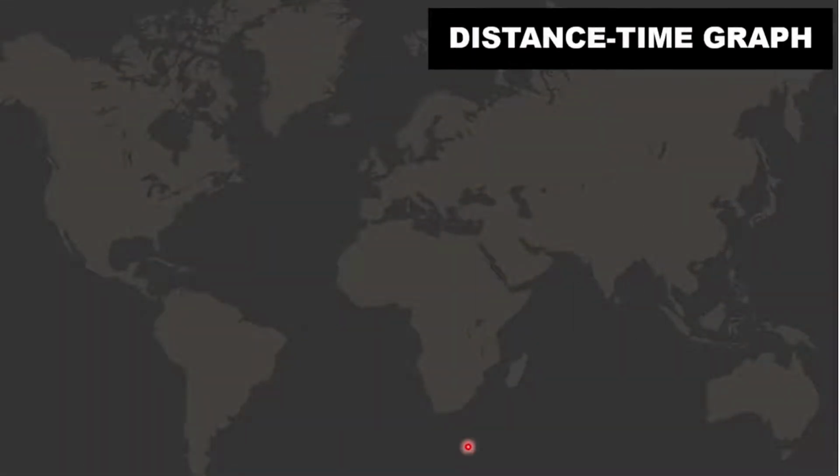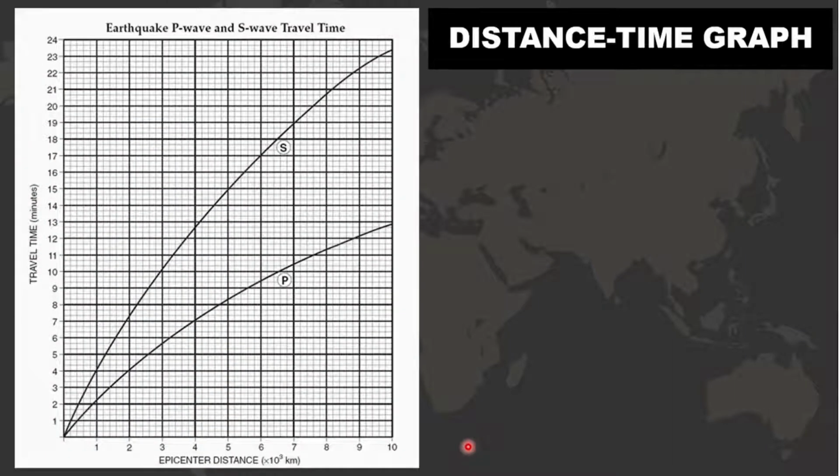Earthquake P wave and S wave travel time. It is a graph of the time that it takes for seismic waves to travel from the epicenter of an earthquake to seismograph stations varying distances away. They are used by seismologists to quickly locate the earthquake.